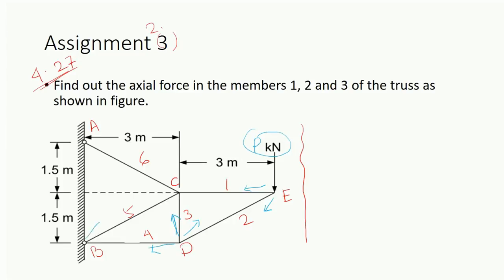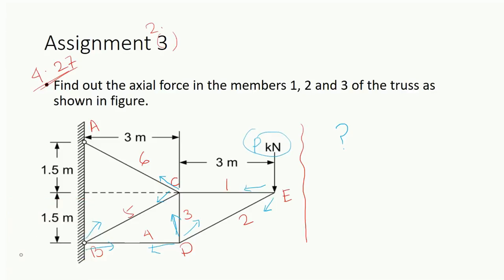So don't worry about what will happen later. First apply the tensile force. If the force changes its direction, we will get a negative answer, so you should not worry about it. Then we apply only the tensile force at the joint. So let's select a joint where we should start the problem. Which joint should we select first?